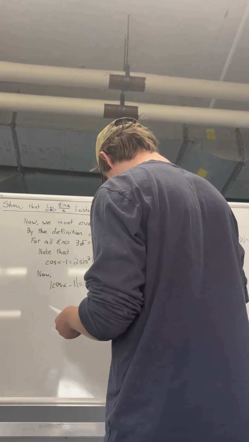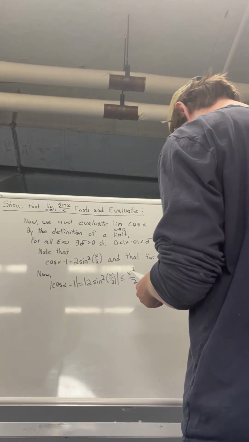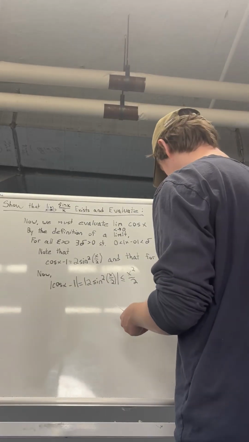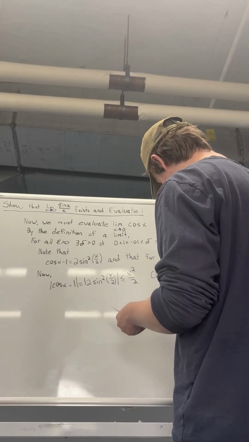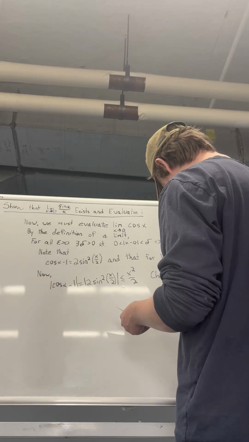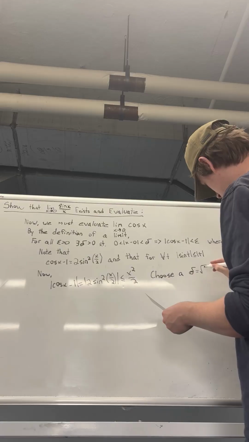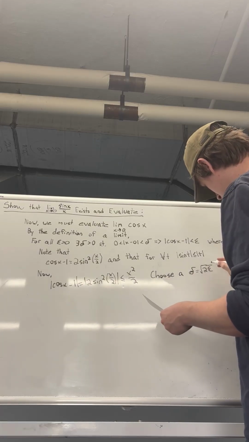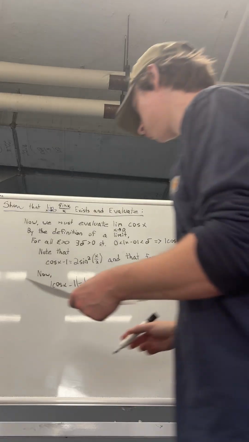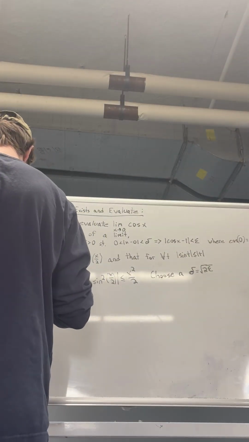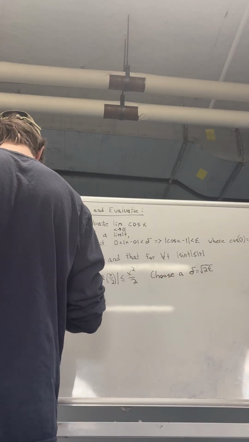As you can see from what I'm writing, the absolute value of cosine minus 1 is equal to 2 sine squared x divided by 2, which is less than x squared over 2 by that inequality from before. This allows us to choose a delta equal to root 2 epsilon, so that algebraically we can cancel out the square root and we can cancel out the 2, and we'll have that the absolute value of cosine x minus 1 is itself less than epsilon.